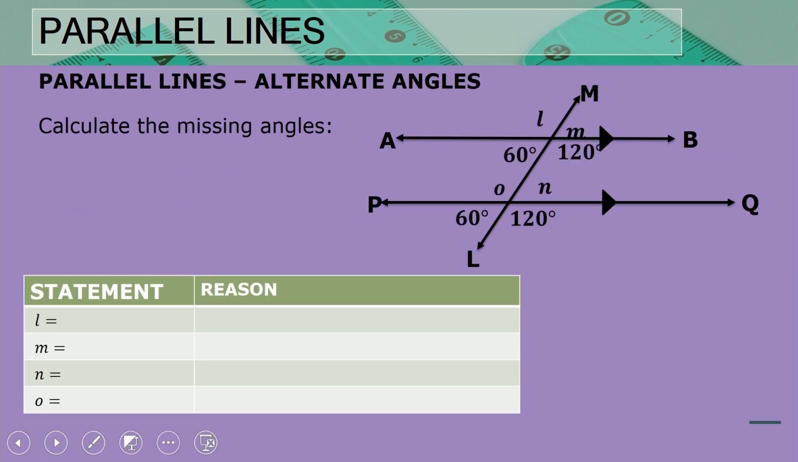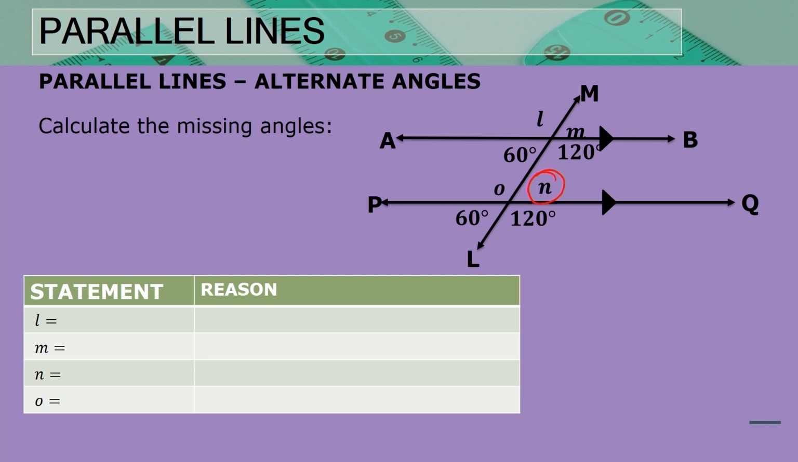Let's look at a practical example. It says calculate the missing angles, or calculate the angles that are unknown. So we have the angle L, angle O, and angle N. When we are looking at those angles there, we can see that they have a relationship with the given angles. We also have angle M. So let's start with angle N.